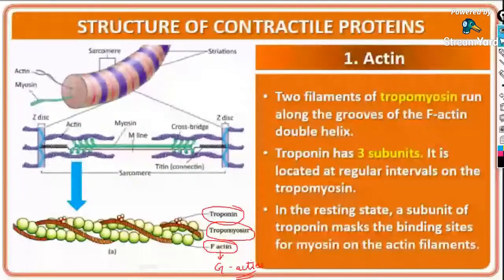So two F-actins are helically held together. And through the F-actin, what happens? The tropomyosin, two filaments of tropomyosin, runs very close to the F-actins along their length. Clear? And the troponin, which is a complex protein present at intervals on the tropomyosin, has a subunit that acts as a binding site for masking the active site of myosin on the actin filament.